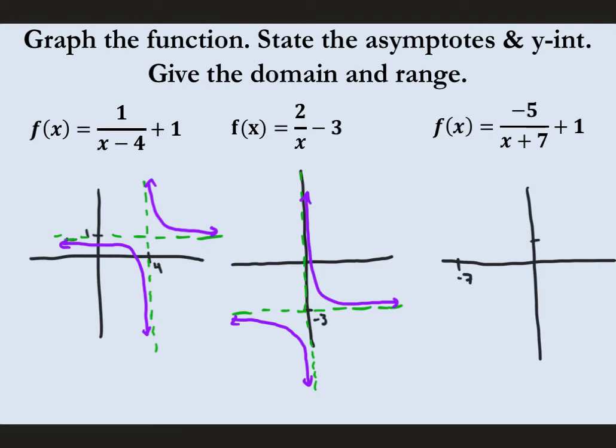Positive 1 for the k, so that means I go up 1. I'll go ahead and draw my asymptotes in, so I'll go dash, dash, dash, dash, dash, dash, dash, dash, dash.